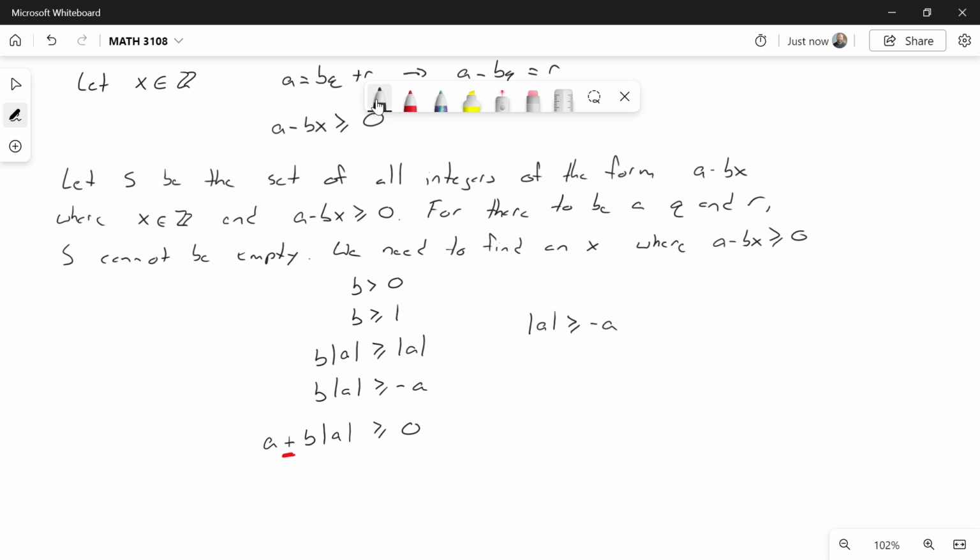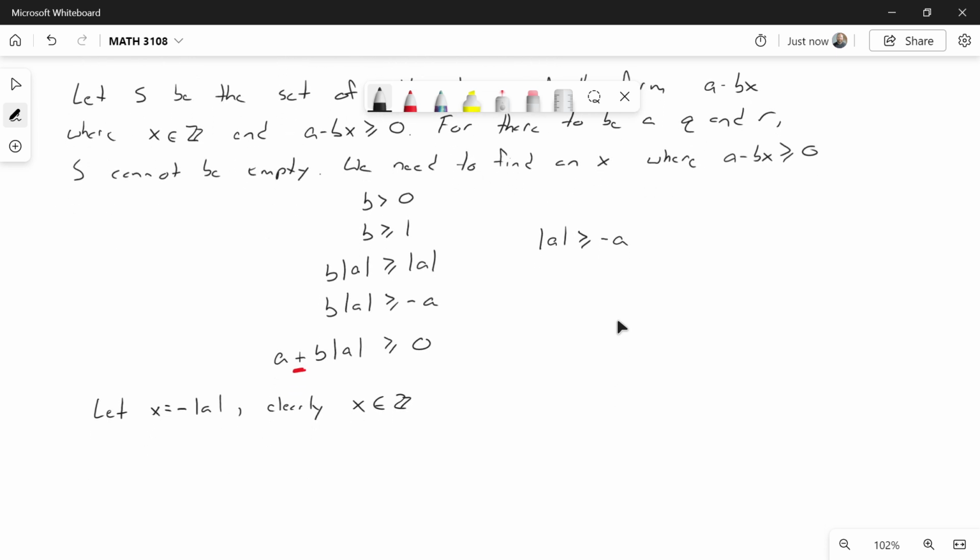All right, so we wanted to be able to find an X such that A minus BX is greater than or equal to 0, and we kind of have a guess right now that it has something to do with the absolute value of A. Well, let's let X be equal to the negative of the absolute value of A. And now let's plug this X in. Clearly X is in fact an integer because A is an integer. We take the absolute value of that, it's still an integer. We make it negative, again, still an integer, that hasn't changed. So we found an X that's an integer, but does this X in fact work?